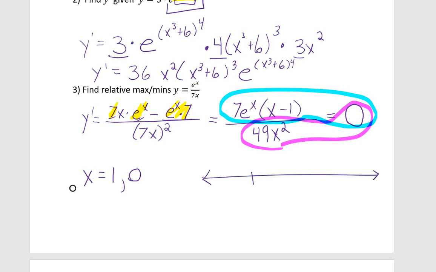make a nice little sign chart, so 0, 1. Pick some numbers on either side of these, and see if we have a maximum or a minimum. So first, let's choose a value over here, so let's do -1. Let's do 0.5. And over here, let's do 3. So if I take -1 and I plug it in my function, that's going to give me a negative value.